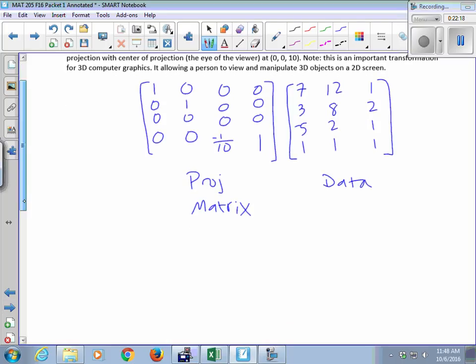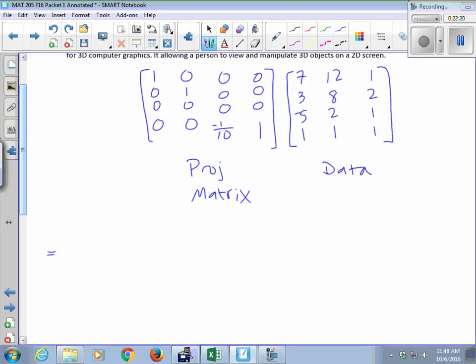All right, so when you multiply those together, have your calculator do it. I did it already. It comes out to 7, 3, 0, 1.5, 12, 8, 0, 0.8, and 1, 2, 0, 0.9.